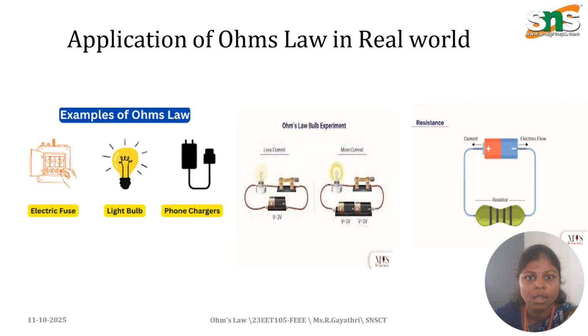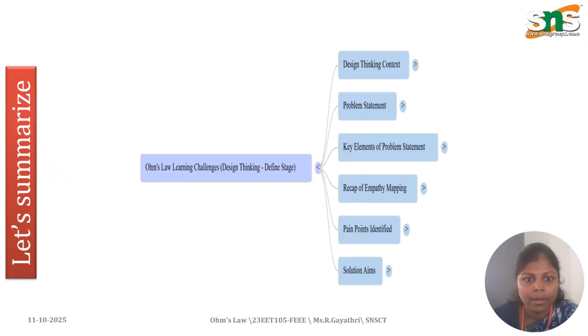As for the applications of Ohm's law in the real world, the first one is electrical fuse, light bulb, and it is used in chargers, and also for the Ohm's law bulb experiment, and also to calculate the resistance of a particular value. To summarize, Ohm's law is mainly used to give the relationship between voltage, current and resistance.